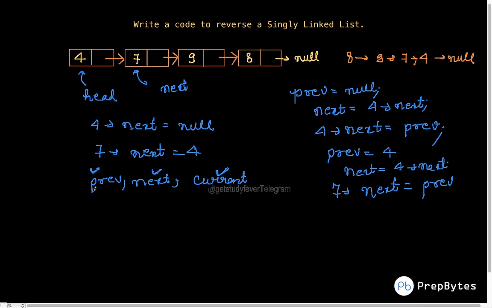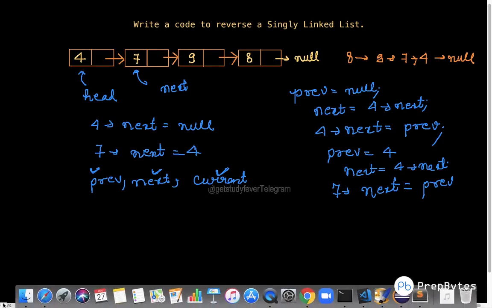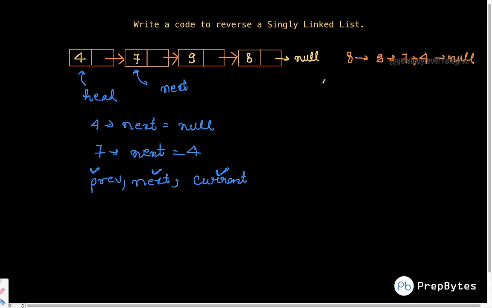Let's see if, using these 3, we can generalize and write the code. So what we did is we had the prev, and we initialized prev to null. And then we had current.